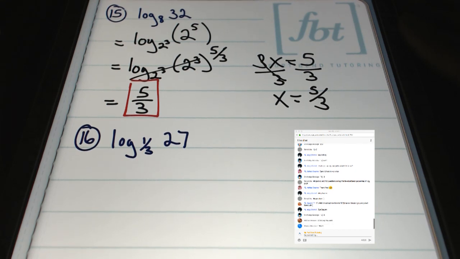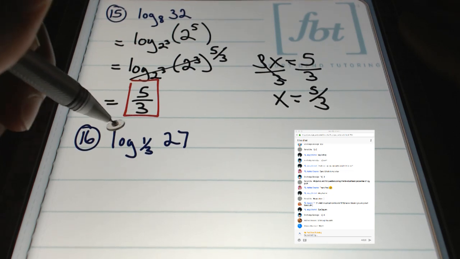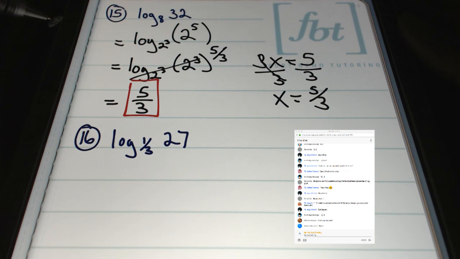And once again, our ideal situation is to be able to rewrite our argument with the same exact base that we have for the logarithm.